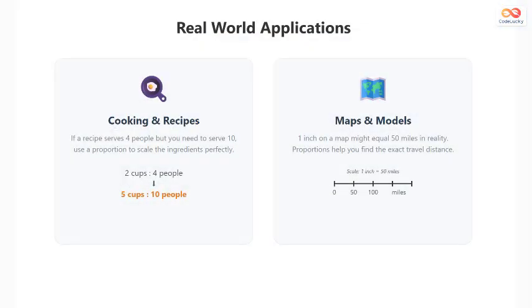Why is this useful? Proportions are everywhere in real life. If you are cooking and need to scale up a recipe from 4 people to 10, you use proportions to adjust the ingredients. Or, when reading a map, proportions help you convert a single inch on paper to real-world miles.